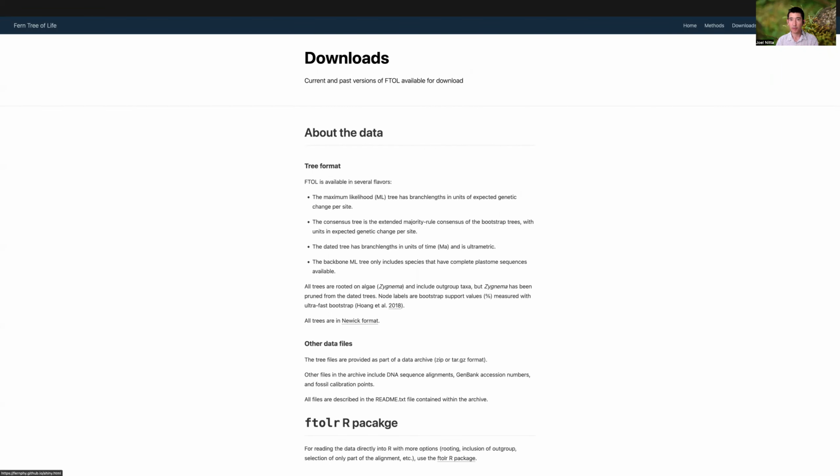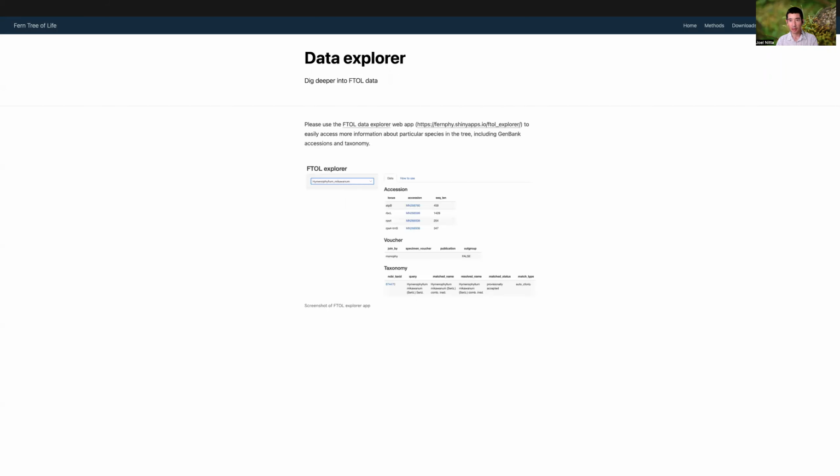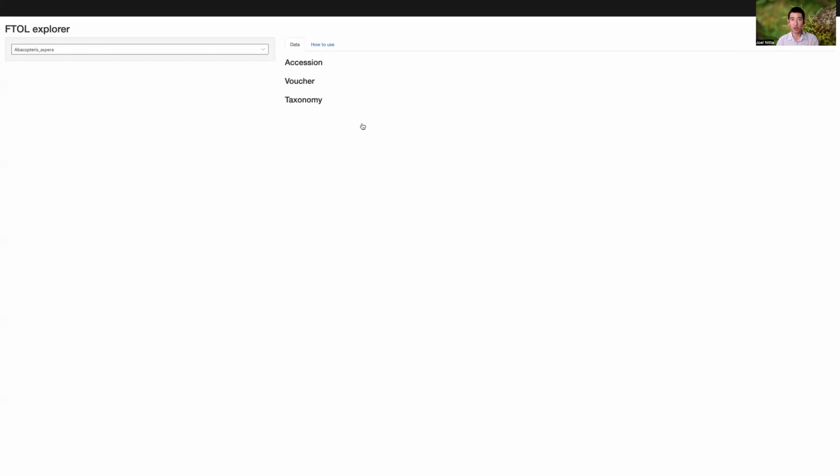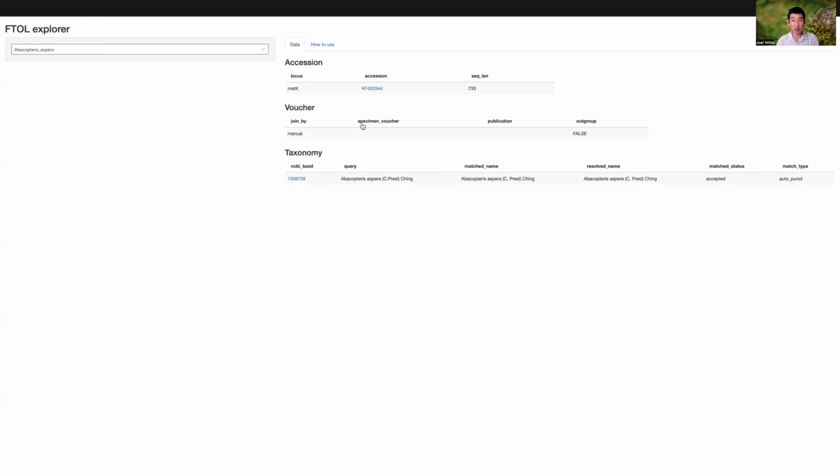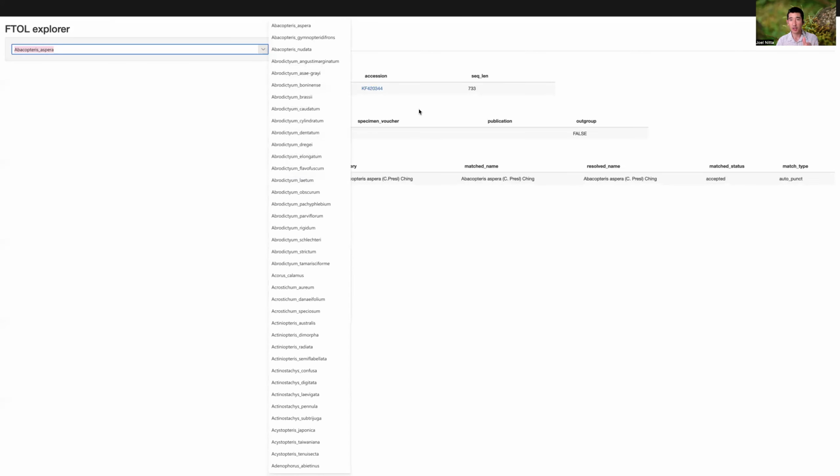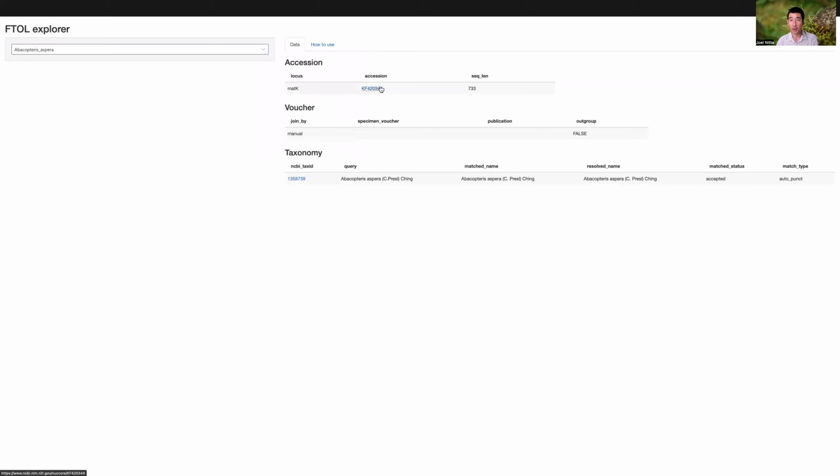Another really nice thing that we've implemented is a data explorer that allows you to look into more detail. So I'm just going to demo that really quickly. It's a Shiny app built in R. And if you are using the tree and you notice a species that maybe seems to be out of place, then I would encourage you to come look it up in our FTOL Explorer. You can select species on the left side, and then it'll show you information such as the accession that was used and the original taxonomy and the name that it was matched to, etc. And we're going to try to add some more functionality in the future too, to make this even more useful.